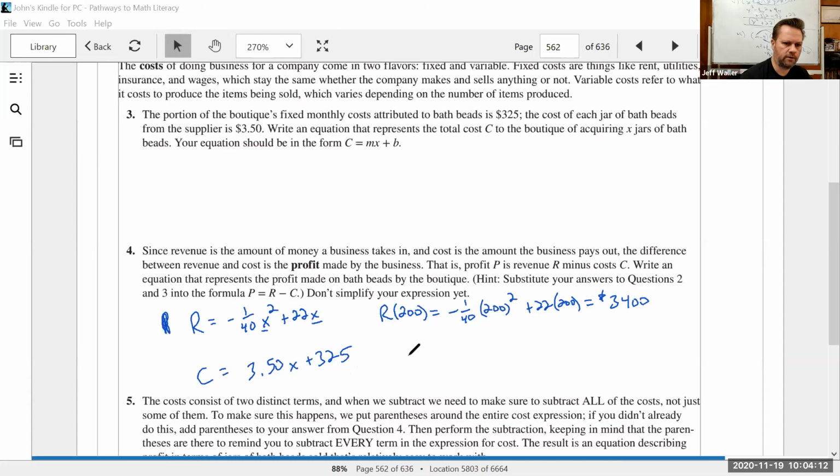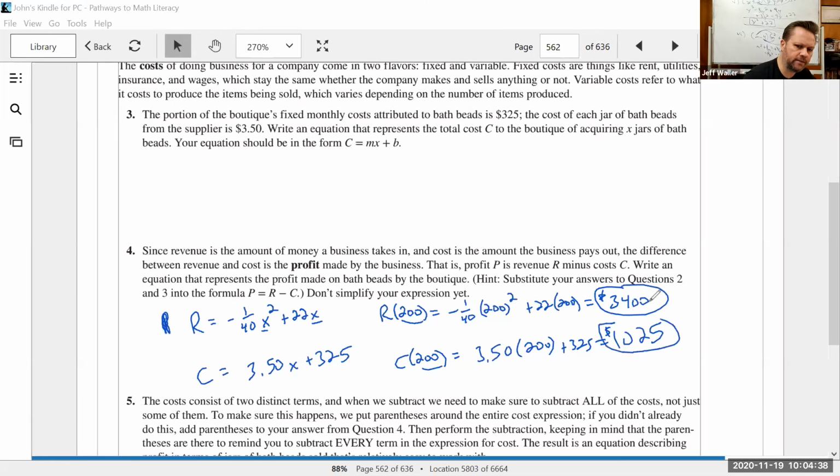And then down here, the cost of 200 would be 3.50 times 200 plus 325. So what's that? 350, 700 plus 325 is 1,025. So at 200 jars, the revenue outpaces the cost.